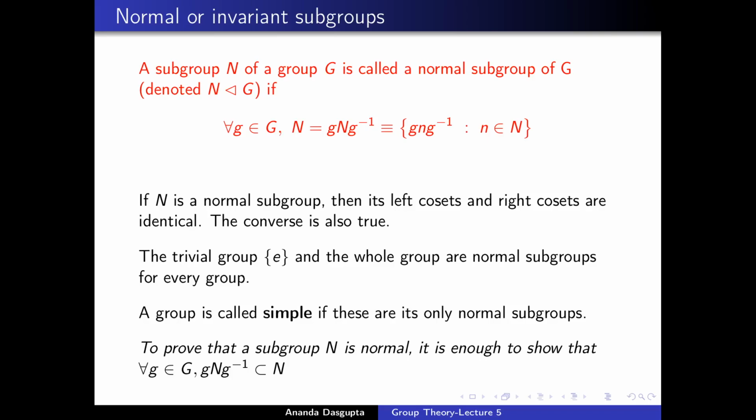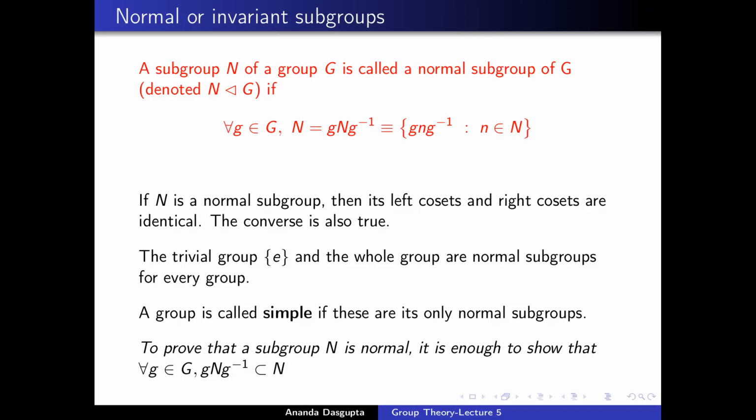Now, as you have learned from elementary set theory, the easiest way to prove that two sets are equal is to show that each one is contained in the other. Here, if you manage to show that small g capital N small g inverse is contained in capital N for all small g, then as I have just shown, it trivially follows that capital N also is contained in small g capital N g inverse. So these two have to be equal and hence capital N has to be a normal subgroup.